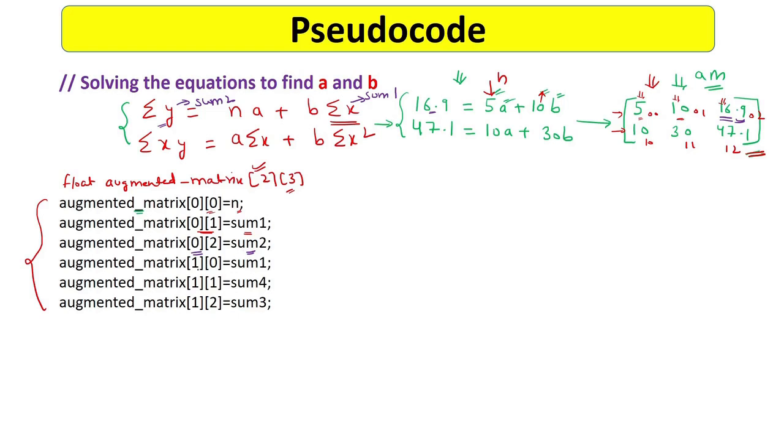Now in the 1th row, at the 1, 0 position, this is actually 10. And what is this 10? This 10 is the value of the summation of x. This summation of x was saved in sum of 1. So sum of 1 is here.